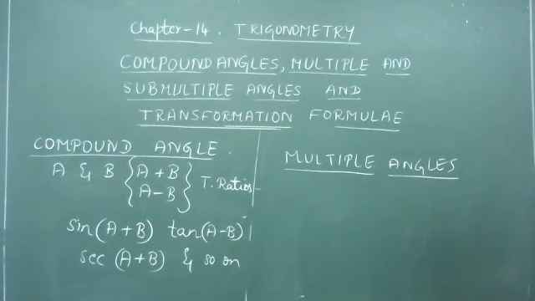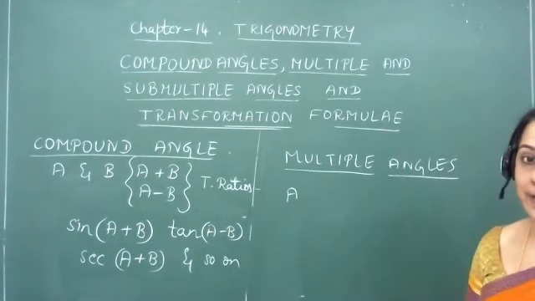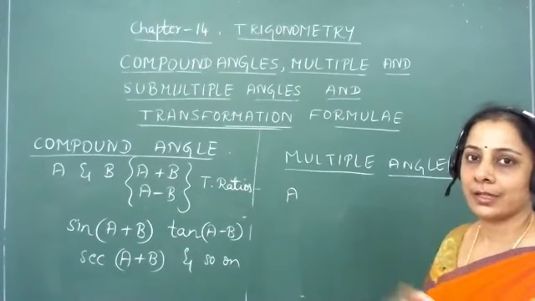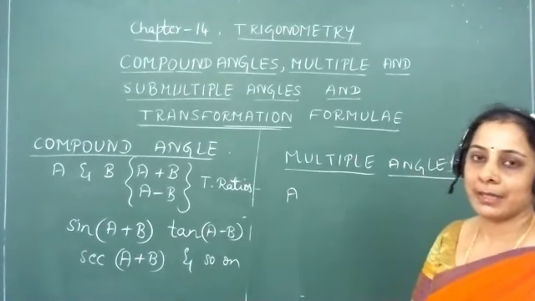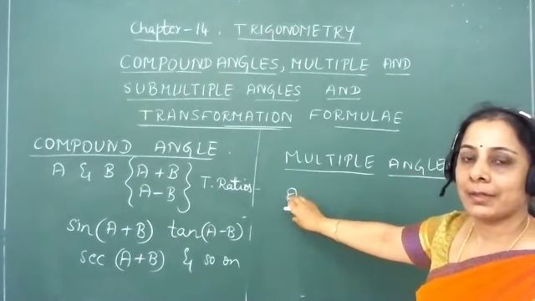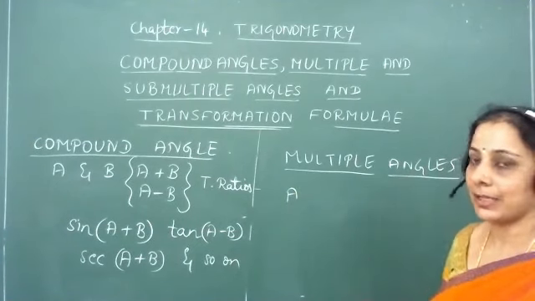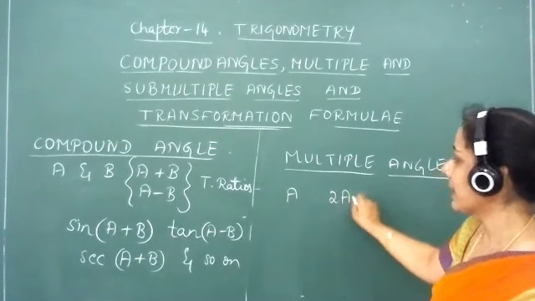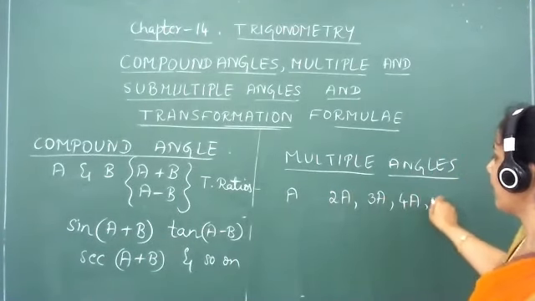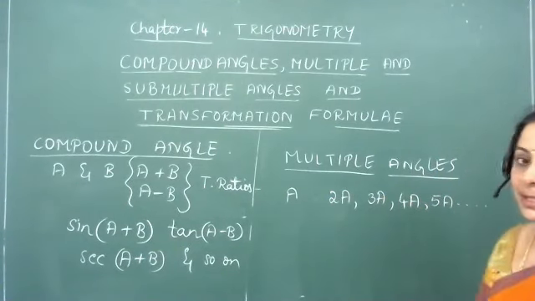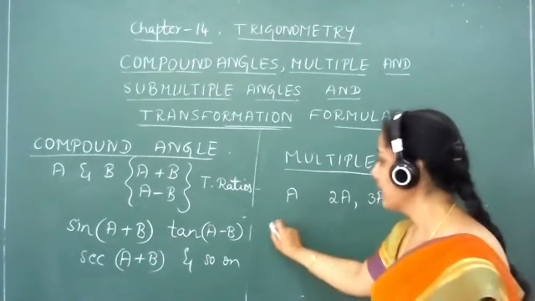So to define multiple angles, again I should consider a random angle, say A. We have an angle called A here. Then multiples of A. What do I understand by multiples of A? The same value A, if multiplied by any integral value, maybe angles in the form 2A, 3A, 4A, 5A, etc. will be referred to as multiple angles.